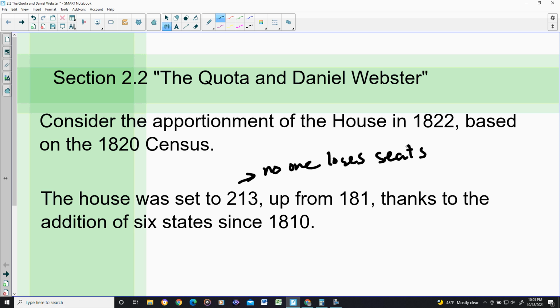Okay, and that's tricky to do because there are 6 new states. So basically, you're adding 32 seats, and a lot of that is because of 6 new states being added in the 1810s, a lot of those Midwestern states. Missouri was just becoming a state. So we're talking states like Indiana, Illinois, Michigan, those sorts of states.